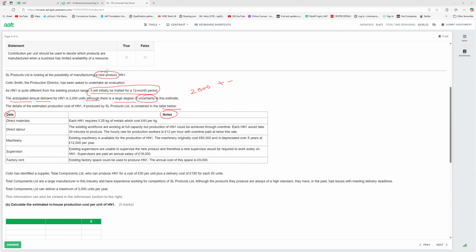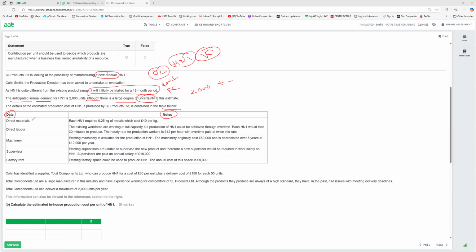New product means the company already has some existing product anyway. For example, the company is making another product called O2. Now they try to make HN1. That means for the O2, they have to pay the rent, they have to pay all the fixed cost anyway. So we do not consider the fixed cost for HN1. We only consider the variable cost. Remember that, relevant cost.